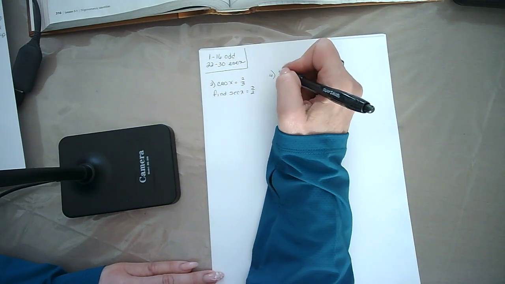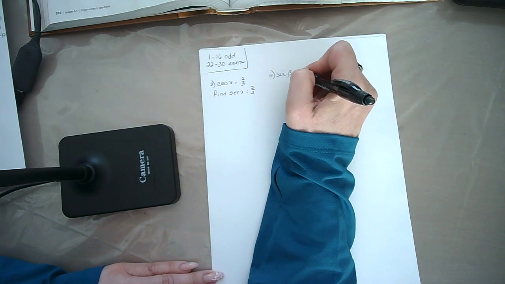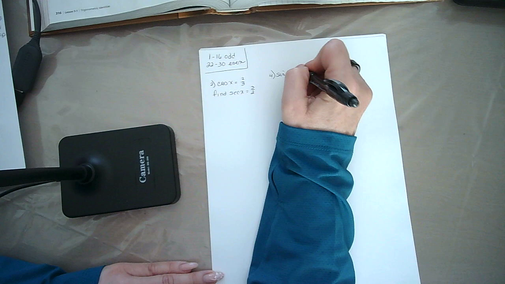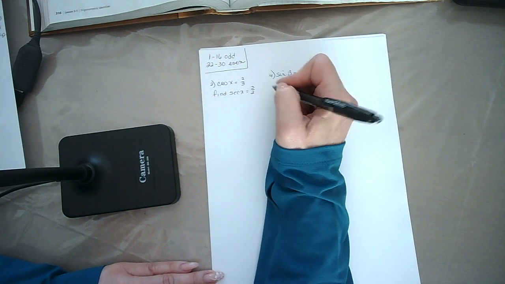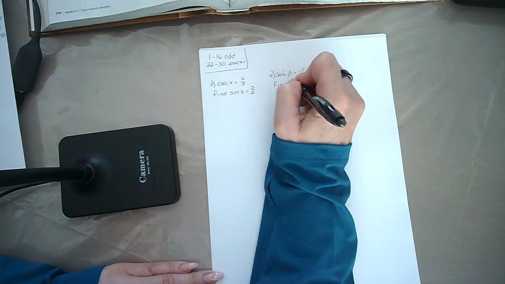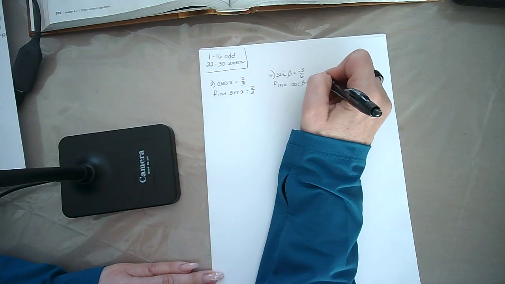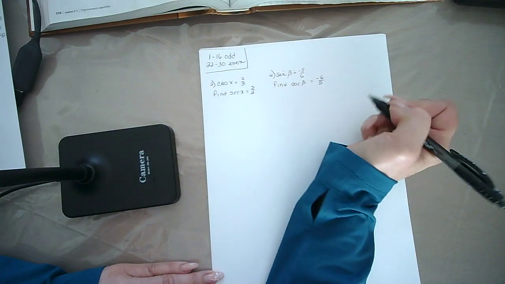Looking at number 4, it's the same situation. Sine of that symbol, I think that's beta, equals negative 5 over 6, and it says find cosecant. Well, they are reciprocal functions, so this is just going to be negative 6 over 5.